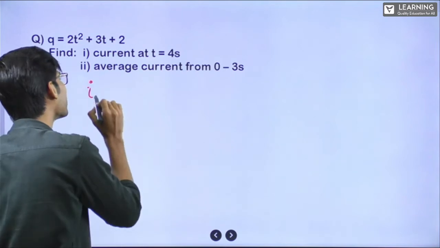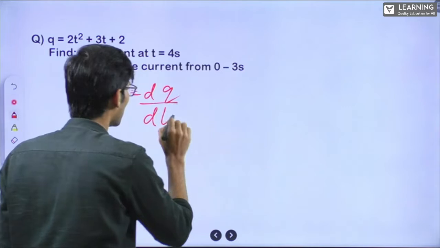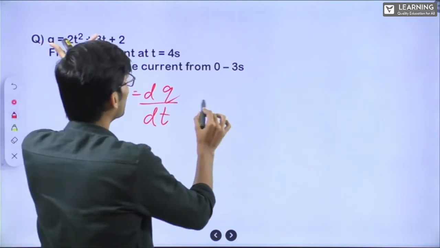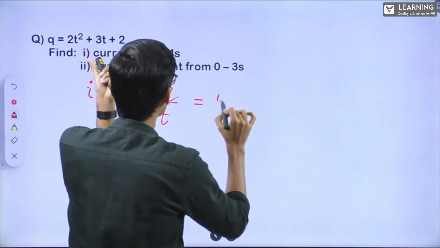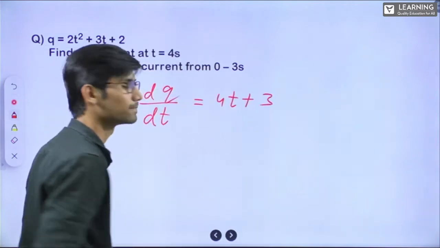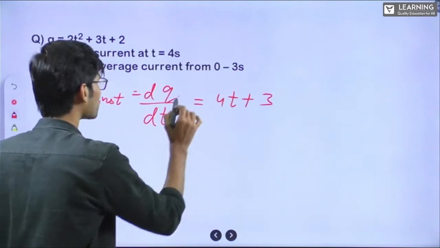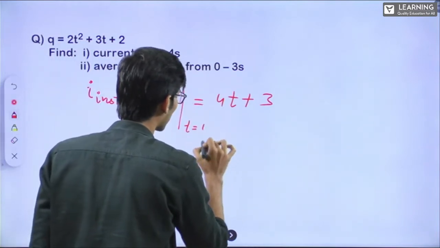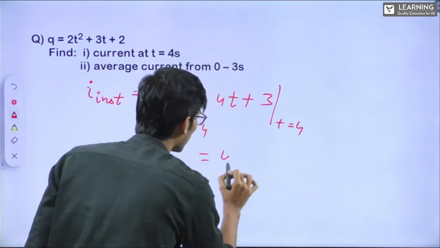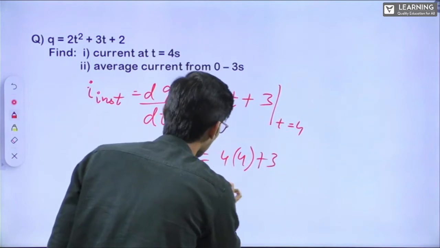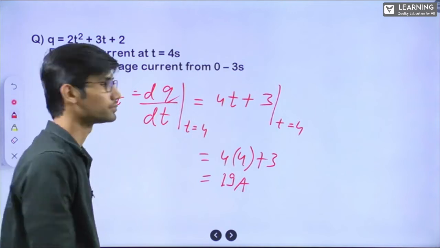If you remember, I instantaneous is dq by dt. Yes or no? I have to differentiate this with respect to time, that means with respect to t. If I differentiate this, it will be 4t plus 3. Correct? 2 2s are 4, t plus 3. Now at t equal to 4, this will be 4 into 4 plus 3, that is 19 amperes. 19 amperes. All right.